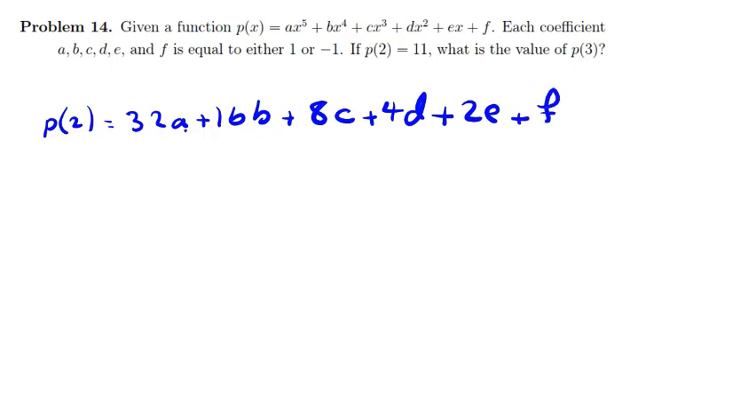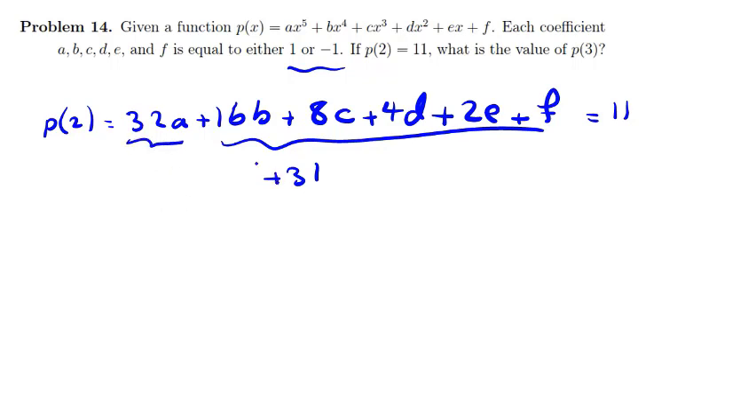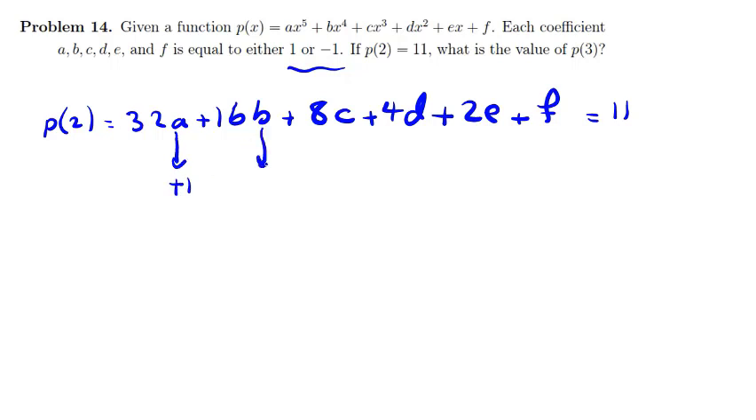And it says a, b, c, d, e, f are plus 1 or negative 1. Because it is 11, if you consider all of them negative 1, it will be negative 31, or positive 31. If a is negative 1, it will be negative 32, and the answer will be negative 1. So a should be plus 1. Now, if you consider plus 1 for this case, it will be 48, and if you consider all of the rest negative 1, it will be greater than 11. So b will be negative 1.